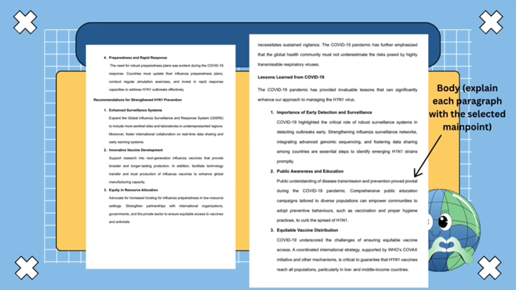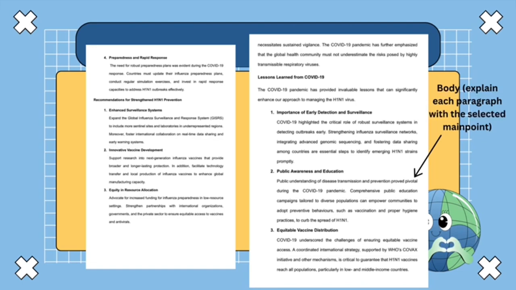Like for my diplomatic notes, lessons learned from COVID-19, such as importance of early detection and surveillance, which is COVID-19 highlighted the critical role of robust surveillance system in detecting outbreak early, strengthening influenza surveillance network, integrating advanced genomic screening, and fostering data sharing among the countries are essential steps to identify emerging H1N1 strains promptly.